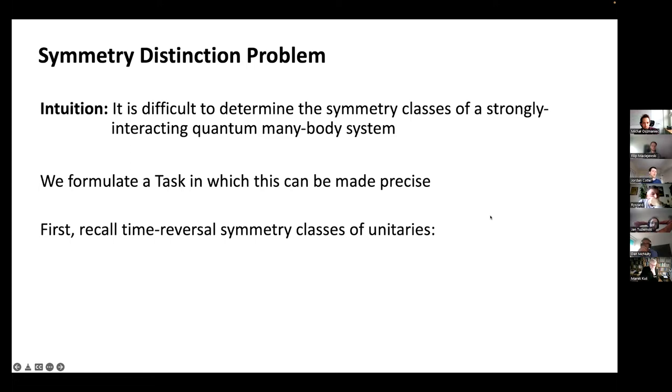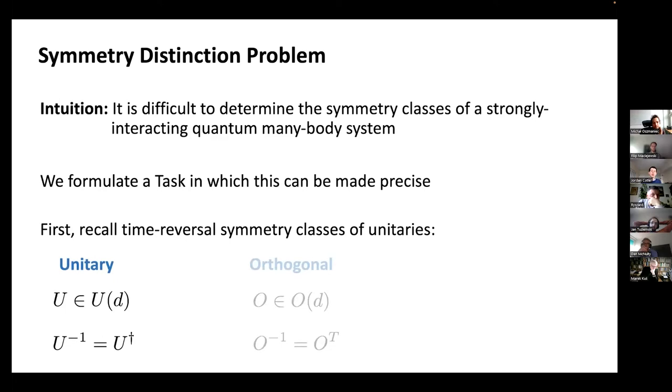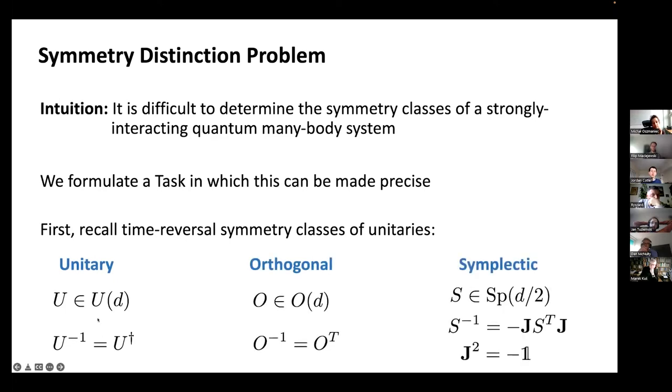First, let's recall the time reversal symmetry classes of unitaries. Three different kinds of unitaries include the ordinary unitaries, in which the inverse of the unitary is its conjugate transpose; the orthogonal class, in which the inverse of a unitary is simply its transpose; and then maybe the lesser utilized symplectic class, in which the inverse of a unitary is its symplectic transpose.